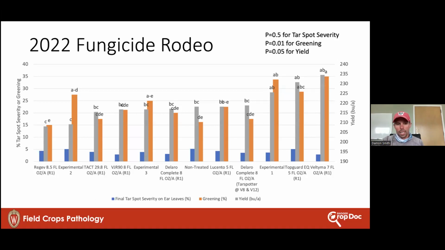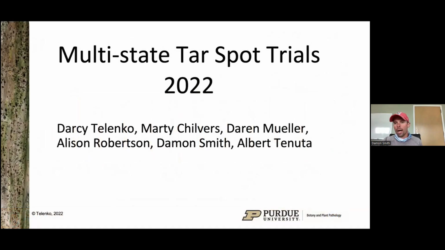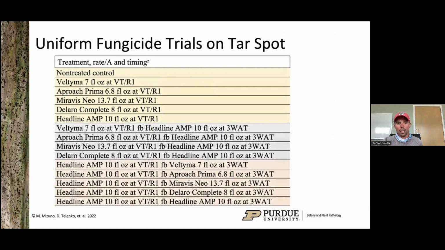And you can see this is my fungicide rodeo from 2022. We're looking at final tar spot severity on ear leaves, greening in the orange bar at around R5, and then yield in the silver bars, and right up there at the top is this Veltima. You can see Delaro Complete in there, used with tar spotters. So these have been more consistent products for us over the years. Mirvis Neo's in the mix in there as well. So you have quite a few choices, really. I don't get too concerned about product choice, again, as long as you got 2 or 3 modes of action there. But I certainly do care about the timing, which I'll address here in a bit.